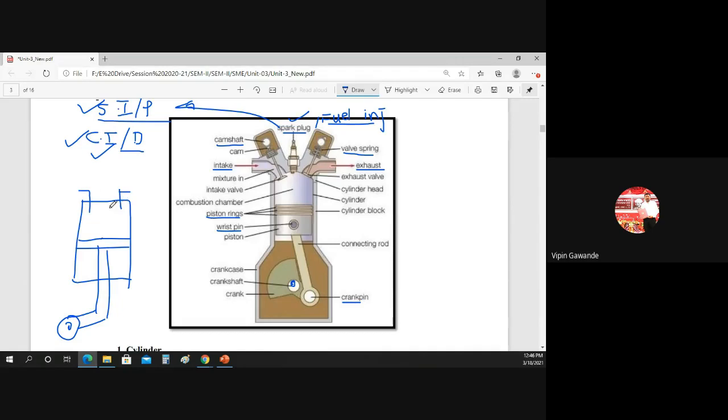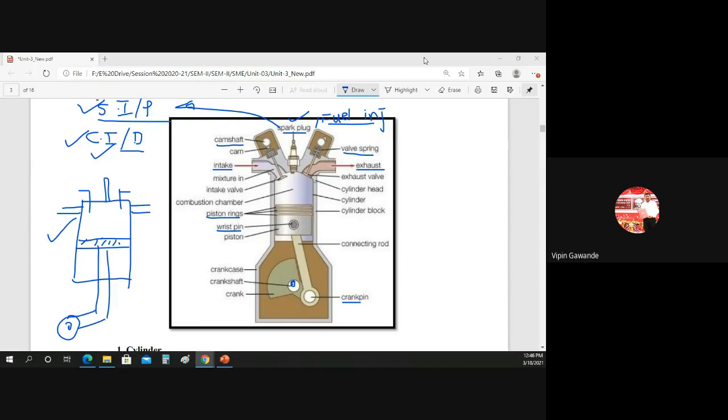We have the exhaust valve here and the spark plug here, or a fuel injector. Then we have the intake port and exhaust port. The valves are different, and the intake and exhaust ports are different. Then we have the rings and other things. So this is the simple diagram. You can remember this diagram. It is very simple. So this is the total diagram.